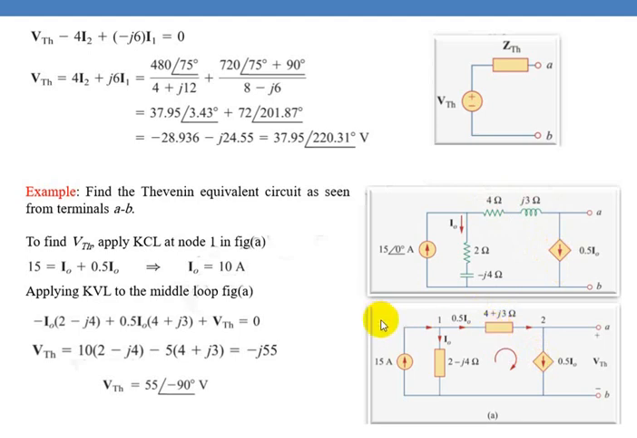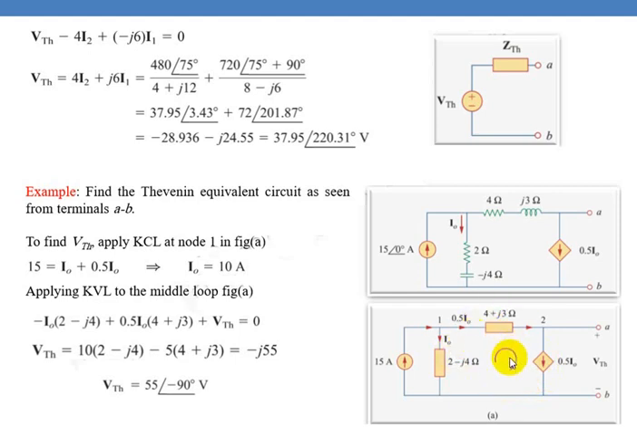Now the incoming current will be equal to the outgoing currents. So 15 will be equal to I0 plus 0.5 I0. From this find out I0. You will get 10 ampere. Then apply KVL to the middle loop. That is minus I0 into (2 minus j4), plus 0.5 I0 into (4 plus j3), and you keep this voltage as VTH, so plus VTH equal to 0. So you are writing this equation.